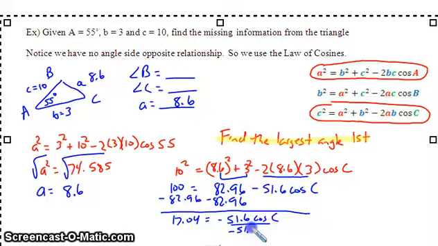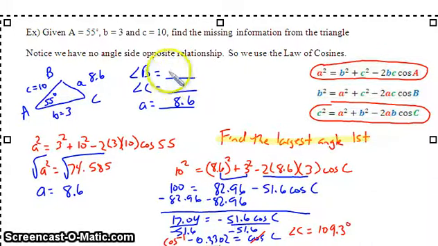Get rid of the negative 51.6 by dividing, and I end up with negative 0.3302 being equal to the cosine of C. Again, I don't want the cosine though, I want just C, so I've got to move the cosine away by taking the inverse. So when I type that into my calculator, I end up getting angle C to be equal to 109.3 degrees.